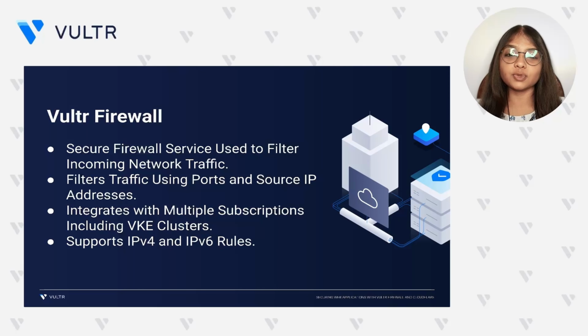Web security starts with controlling access to your infrastructure. Vultr Firewall is a built-in security solution that allows you to filter incoming network traffic based on ports and source IP addresses. One of its key advantages is its seamless integration with multiple Vultr subscriptions, including Vultr Kubernetes Engine cluster. That means you can enforce security policies at the infrastructure level, ensuring only trusted traffic reaches your application. Plus, with IPv4 and IPv6, Vultr Firewall is equipped to handle modern networking needs while keeping your cloud environment protected.